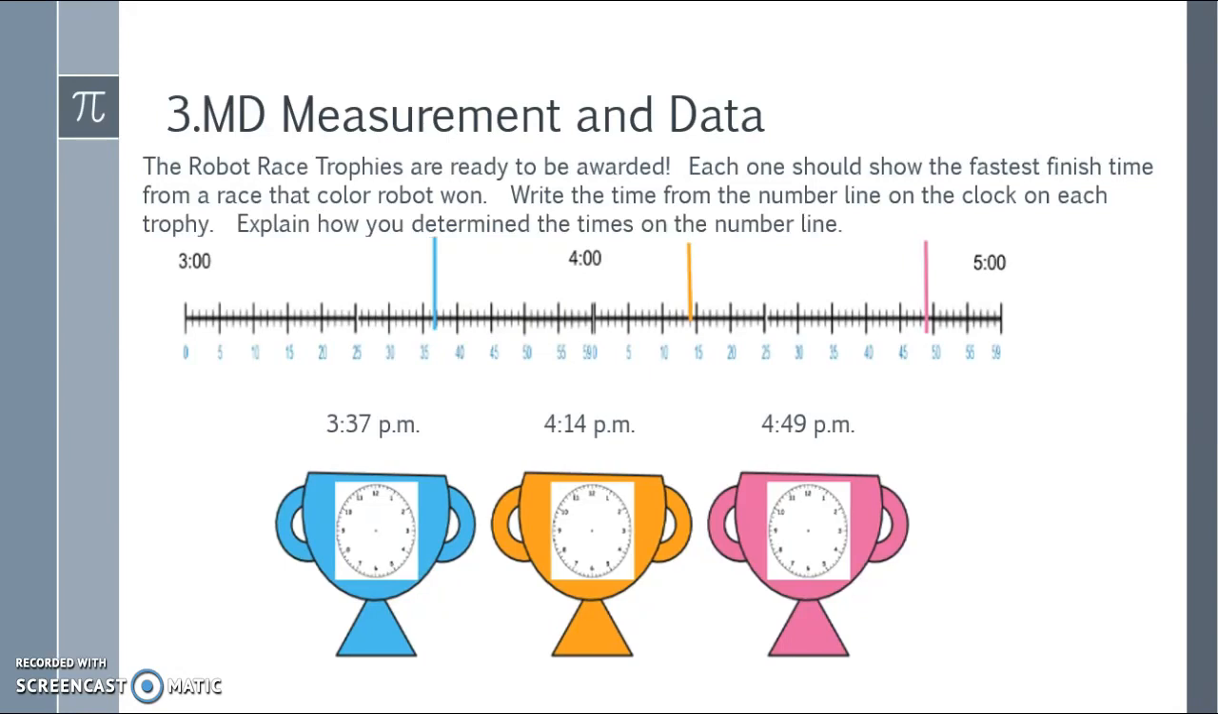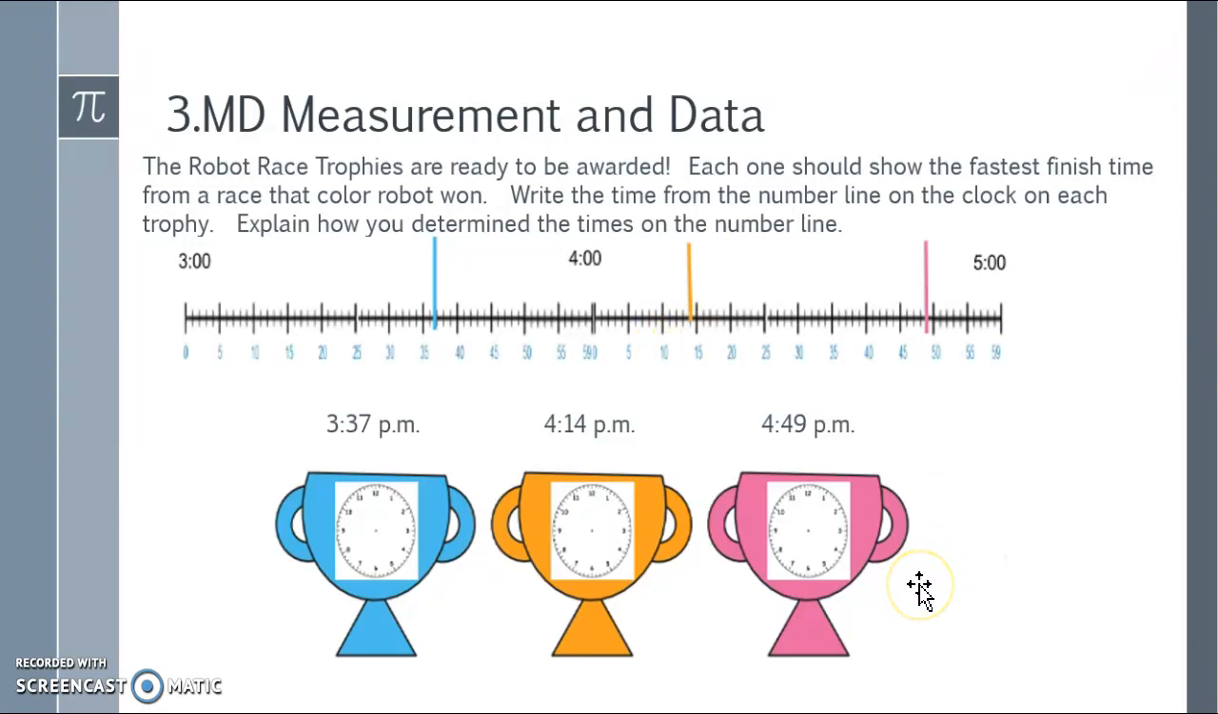Okay, I got 3:37 p.m. from the number line above. I see that we have the 3 o'clock benchmark. I see that we are past the smaller benchmark of 35, and I go 2 more spaces to get to 37. For the gold one, I see 4:14 p.m. So I see the 4 o'clock benchmark. I can go the 5-minute, 10-minute benchmark, and then 4 smaller spaces plus 4 more to get to 4:14.